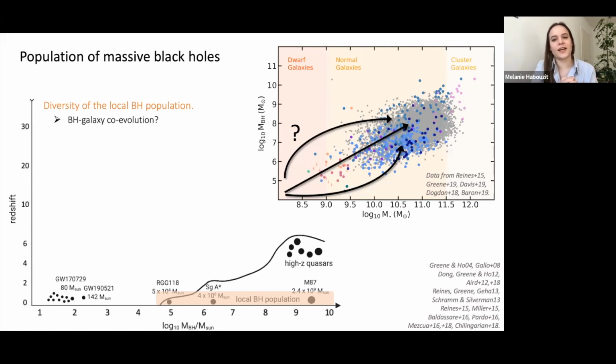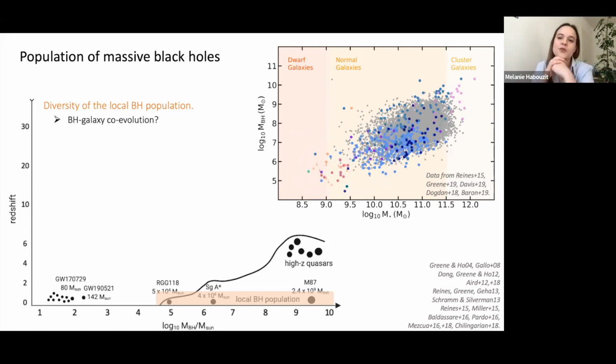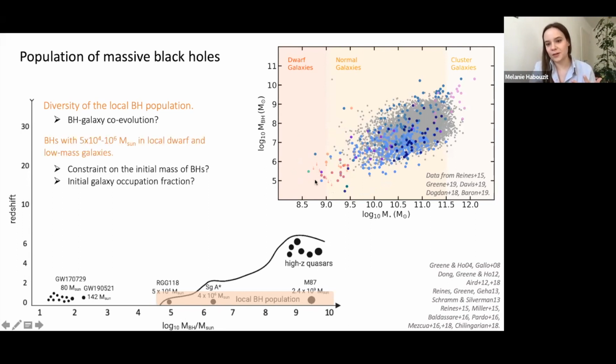So this is one of the open questions on massive black holes. This diagram is also interesting because we see that we have black holes in low mass galaxies, and those black holes have lower masses than the biggest black hole. So this is actually giving us a constraint on the initial mass of those black holes. So potentially black holes can form with a mass of 10⁵ or even lower. So this is also a key indication and constraint for the population of black holes.